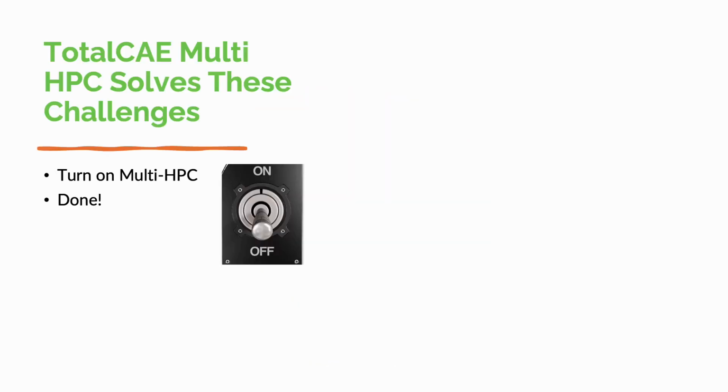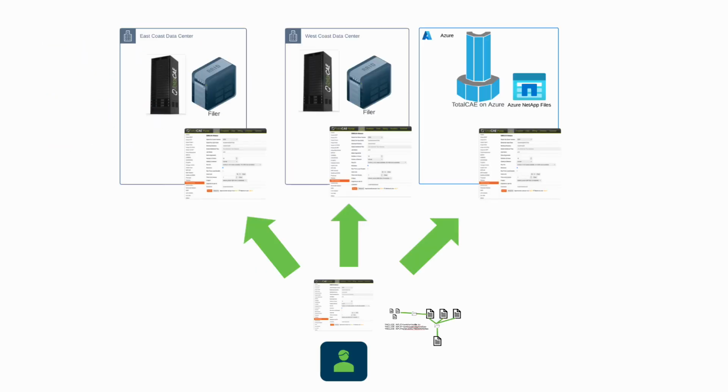So with TotalCAE Multi-HPC, it's our normal TotalCAE platform if you're an existing TotalCAE customer. It's just a switch inside of our system that enables it to then talk to all of the different clusters and other cloud solutions that you have in your environment, and then automatically enables the ability to see all of the other clusters and submit to all the different systems and orchestrate all the data. So it's an on and off button inside of our system, and quite simple to set up.